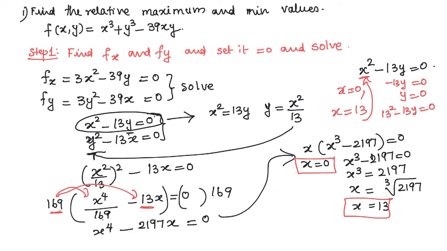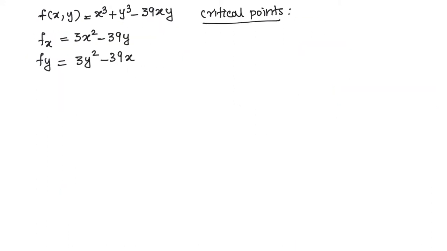And if you solve that, you will get 13 squared equals 13y. So y will be equal to 13. So the critical points are 0, 0 and 13, 13. I'm copying the critical points from the previous slide, that is at 0, 0 and at 13, 13. So it has two critical points.